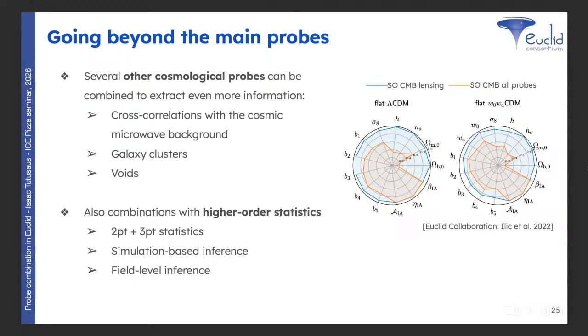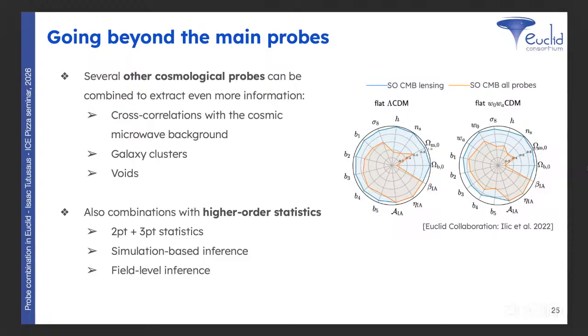And you see that for some parameters, like the matter density, for example, you improve constraints by 50%. For the dark energy equation of state parameters, you can also improve constraints by like 30, 40%. So there's still a lot of information there. And in the collaboration, we are also looking into all these points, trying to extract as much information as we can from the data.